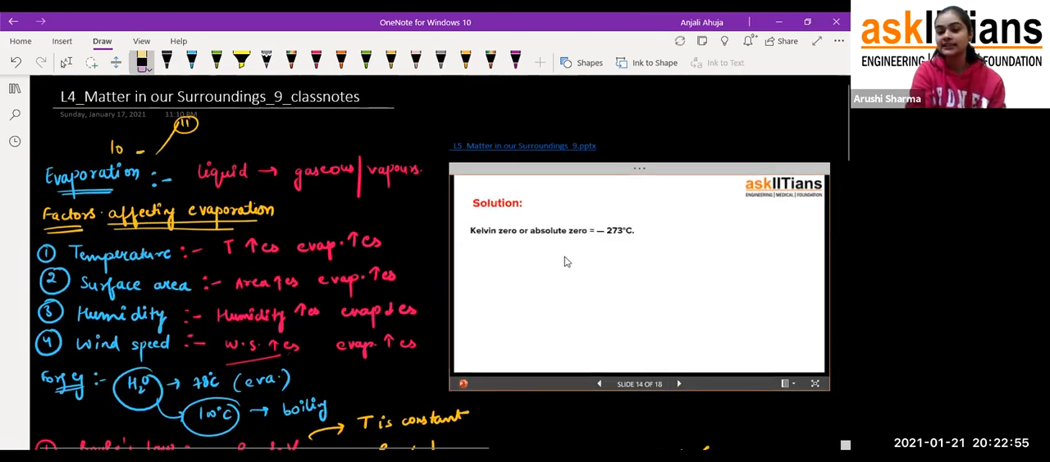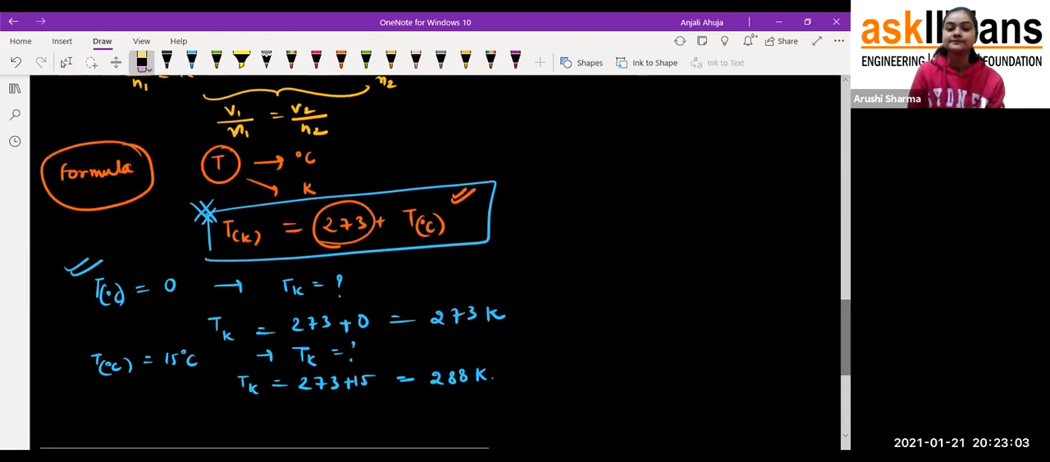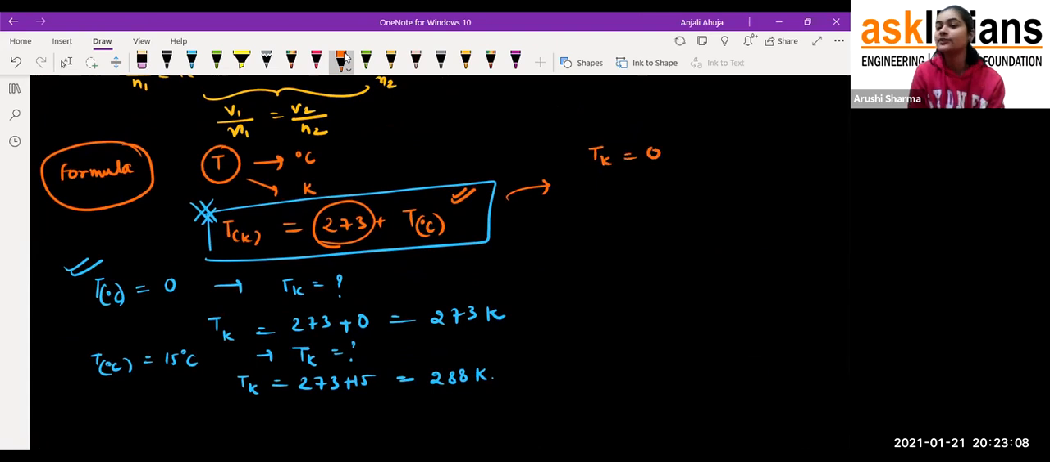Okay, yes, you can see it's the Kelvin 0. What they have given is the temperature, 0 Kelvin, and you have to convert it into degrees Celsius.